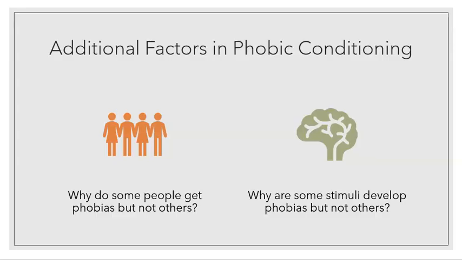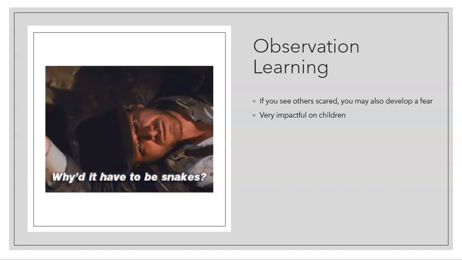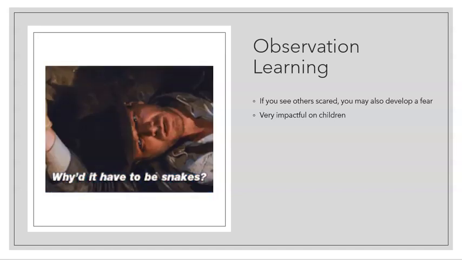Now, there are additional factors in phobic conditioning, so not just conditioned emotional responses. There's obviously questions of, well, why do some people get phobias but not others? And then in an individual, why do some stimuli develop a phobia but not others? So this has to do with who the person is, their background, a lot of different factors that we're going to go through. Now, the first thing is that a lot of phobias are actually developed through observational learning, not through classical conditioning necessarily.